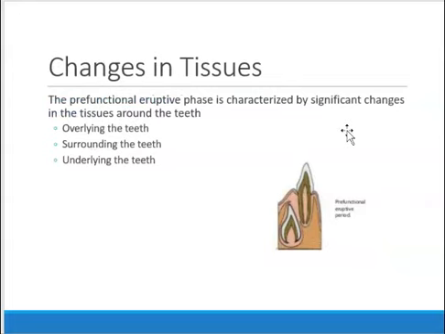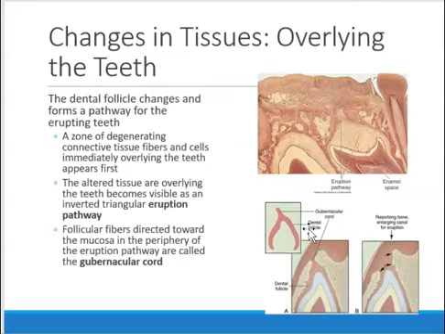Now let's look at the tissues. There are 3 types of tissues, and we're going to examine those tissues. There are tissues that are overlying or above the tooth, and we're going to see what happens to those tissues. There are tissues surrounding the teeth, beside the teeth, and then there are tissues underlying the teeth. We're going to examine all of those tissues and what happens to them as the teeth are erupting.